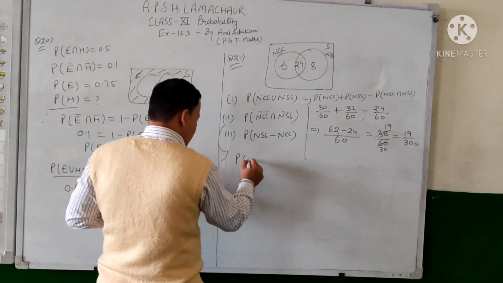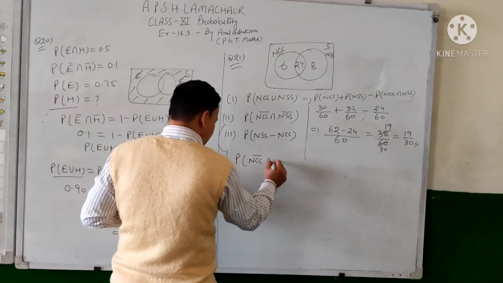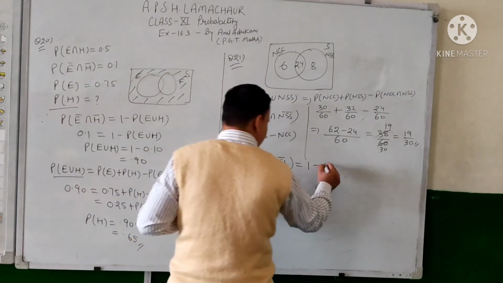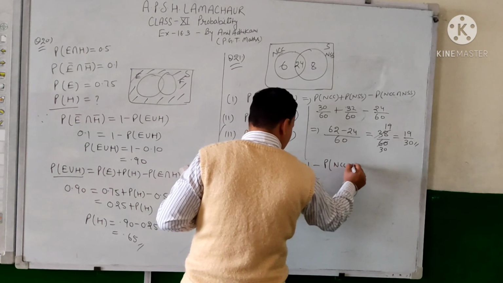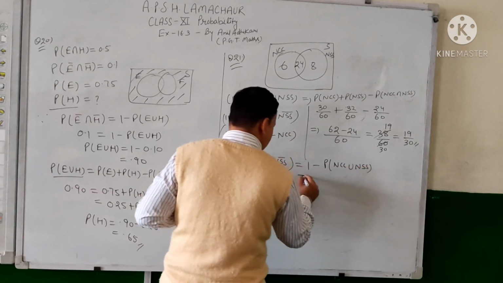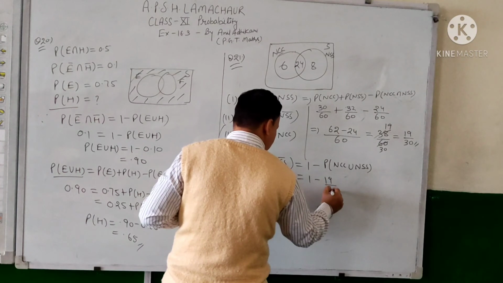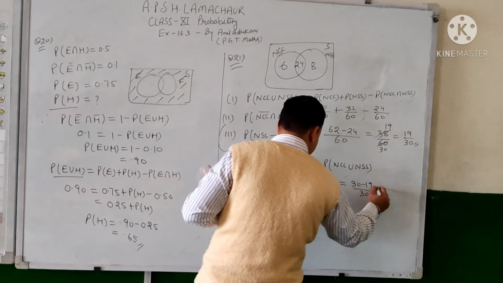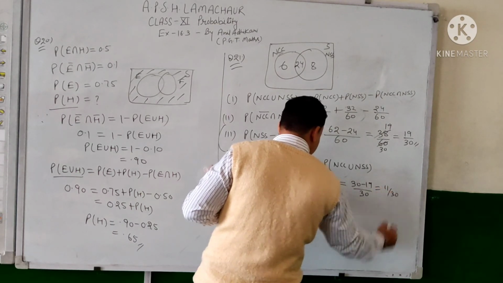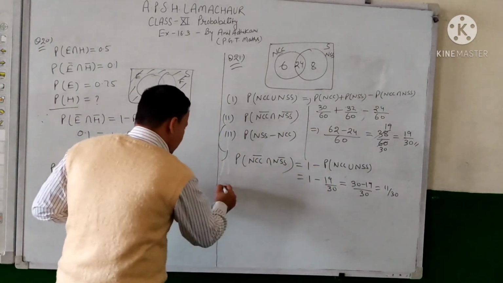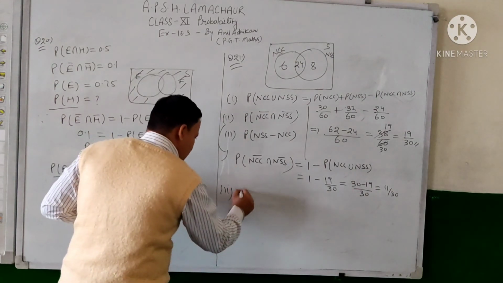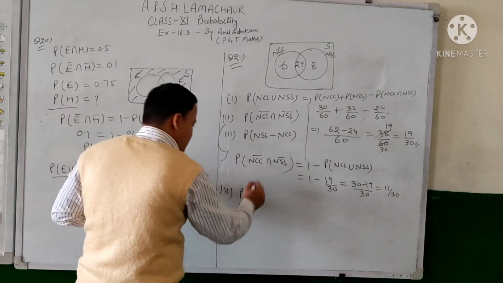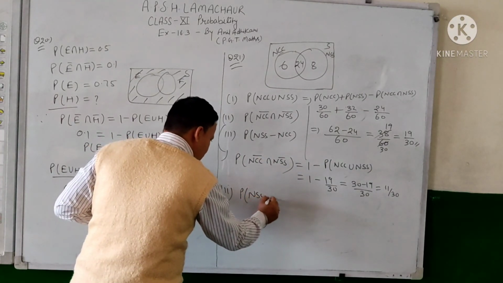Second, probability of neither NCC nor NSS. So this will be found by subtracting the union of NCC and NSS from 1. So this will be 1 minus 19 upon 30, that is 30 minus 19 upon 30, 11 upon 30. Okay. Now the third, probability of the student having NSS but not NCC.